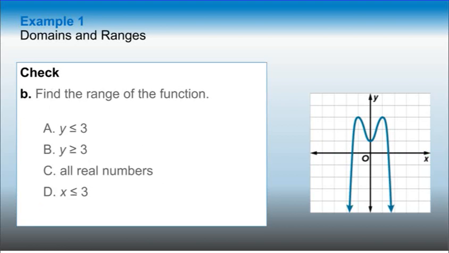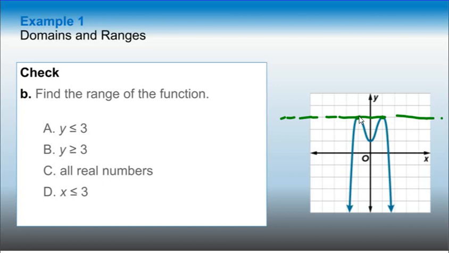Now moving on to the range. Find the range of the function. I need to find the highest point or the lowest point. So here I'm going to find the highest point, which is here and here. They both are the same. So where on the y-axis is that? That's at 1, 2, 3. We know that it's at 3. And is it going above 3 or below 3?